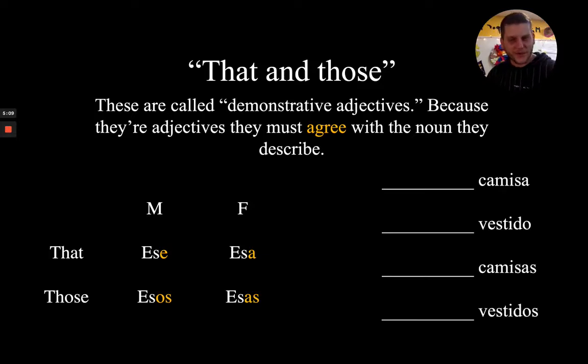So let's practice. For camisa, do you remember what camisa means? Shirt. Hopefully you're saying shirt. So that shirt would be esa camisa. Vestido. What's it mean? Dress. How do we say that dress? Ese vestido. Those shirts. Esas camisas. And those dresses. Esos vestidos.